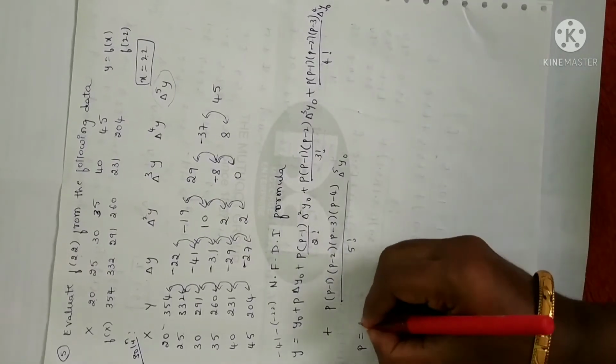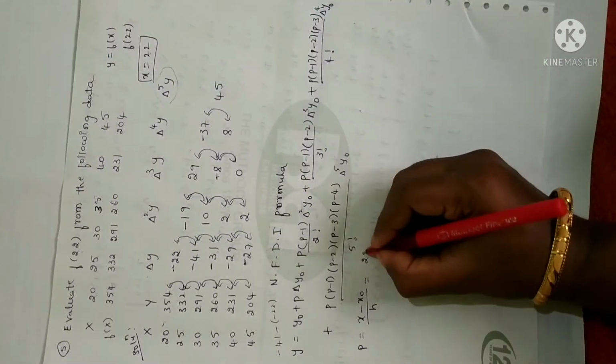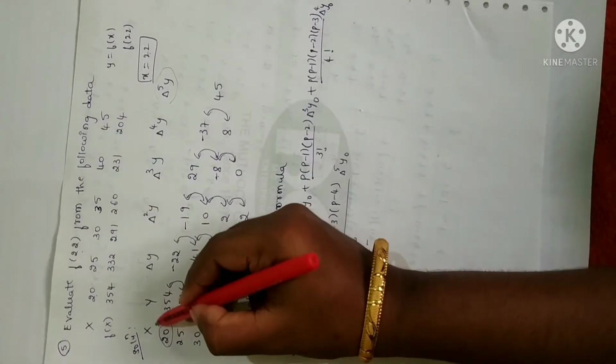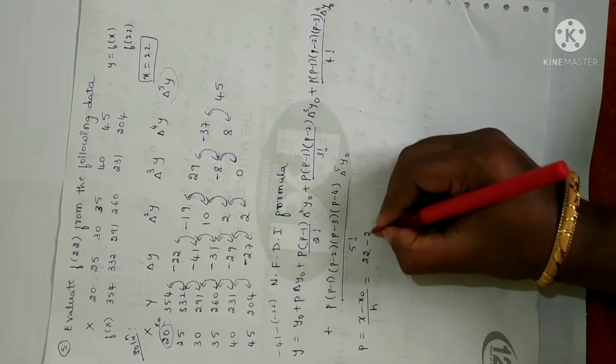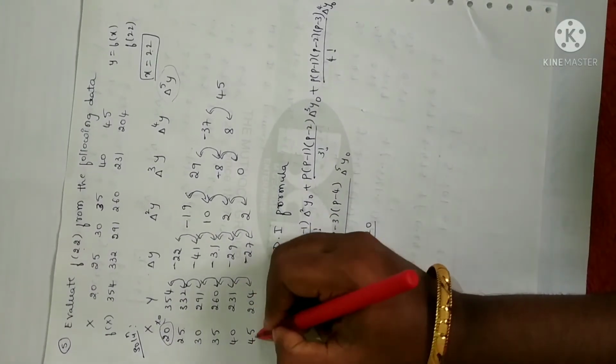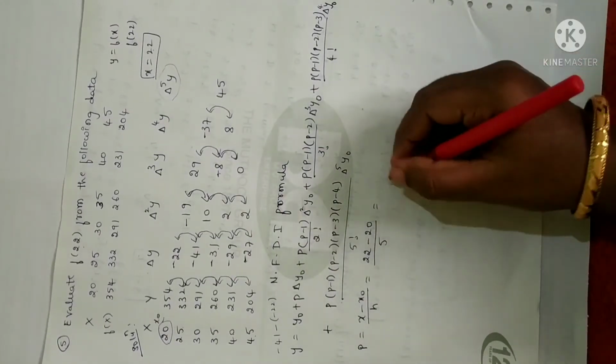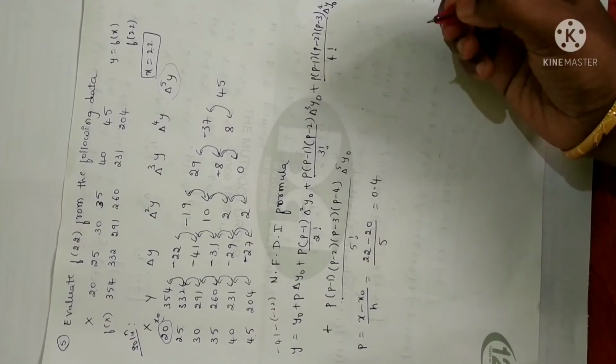Now we have to calculate p. It is given by x minus x naught by h. X is 22 minus x naught, the first value of x. So x naught is 20, divided by h, the common difference. Clearly here common difference is 5. 45 minus 40 is 5. 40 minus 35 is 5. So everywhere it is 5 only. After simplification you will get 0.4.